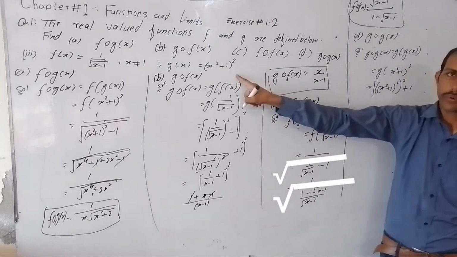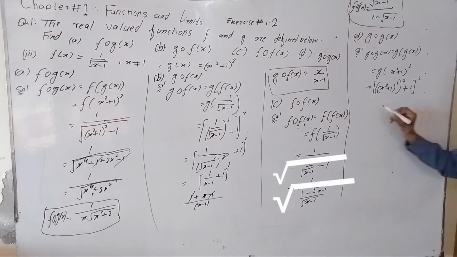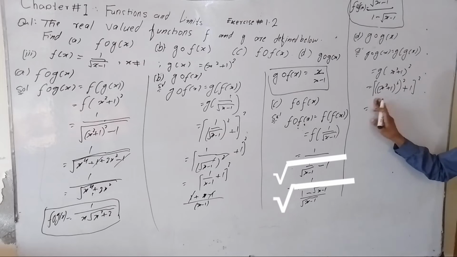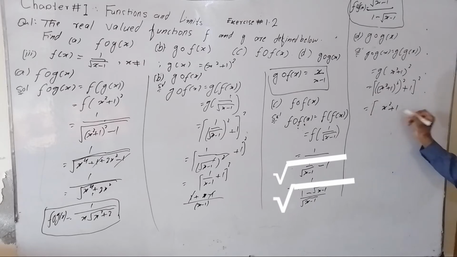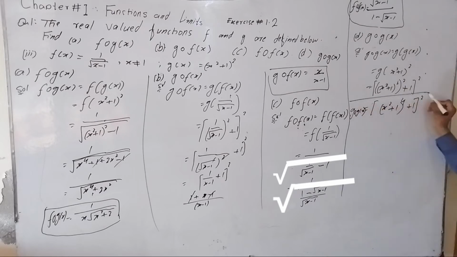plus 1, whole squared, is equal to (x squared plus 1) whole power 4 plus 1. So g of g of x is equal to (x squared plus 1) whole power 4 plus x squared, which is the required solution.